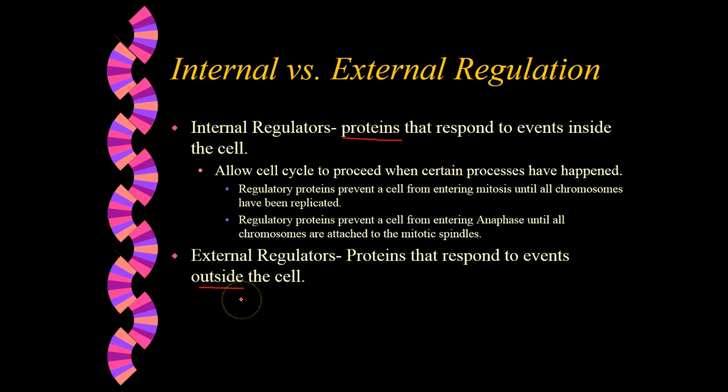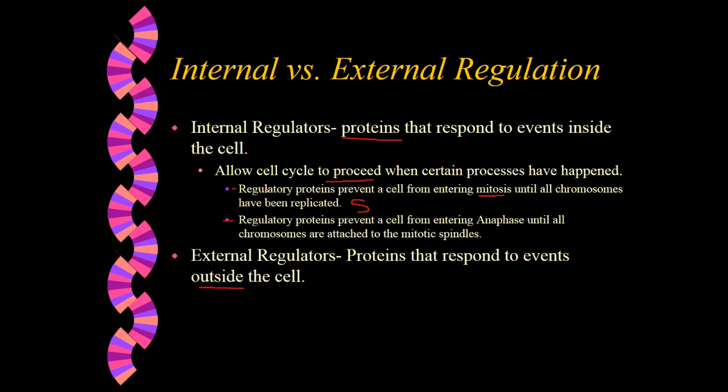Internal regulators are going to allow the cell cycle to proceed when certain interior processes have happened. There are these things called regulatory proteins. In the first example, and these are both examples, they are going to prevent the cell from entering mitosis until all the chromosomes have been replicated. Where do the chromosomes replicate themselves? They're replicated in S phase. Okay, and so there is a checkpoint. There are regulatory proteins that are going to check for whether the chromosomes have replicated not only fully but accurately. And if they haven't replicated accurately or completely, then these regulatory proteins are going to stop the cell cycle from progressing any further.